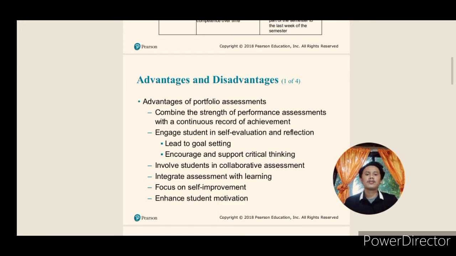So, to sum it up, portfolio assessment enables students to reflect their real performance, to show their weak and strong domains, to observe students' progress during the learning process, and encourages students to take responsibility for their own learning. So those are the advantages of having portfolio assessments.